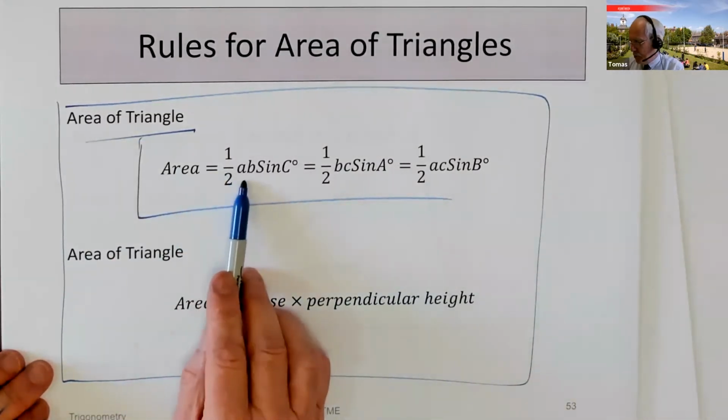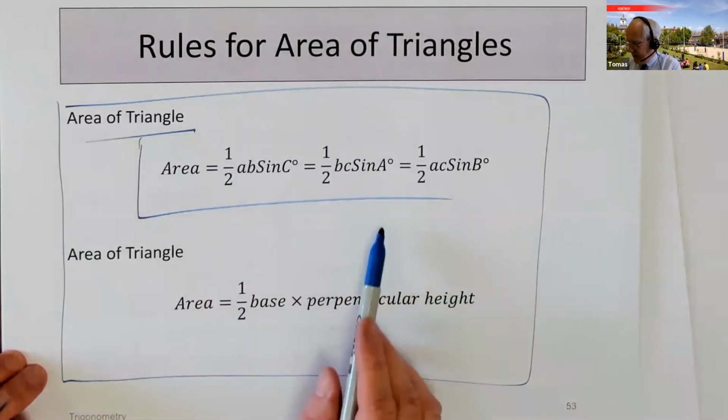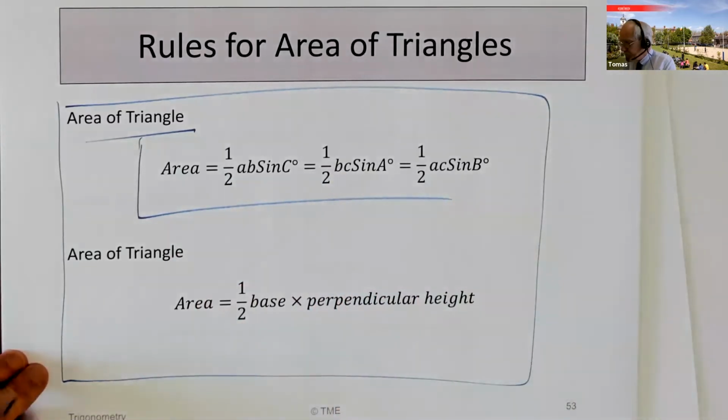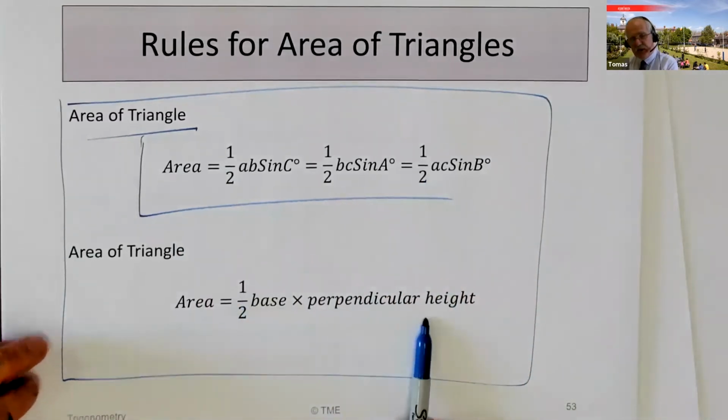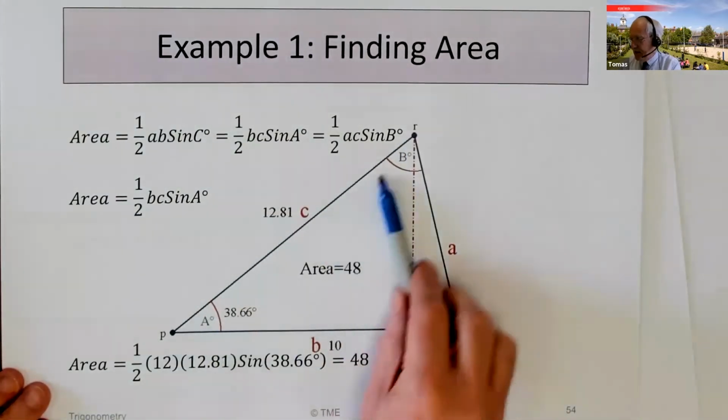But the area is 1 over 2 AB sine C, 1 over 2 BC sine A, or 1 over 2 AC sine B. Or the area is half the base by the perpendicular height. So let's look at that for an equation here. Here's a triangle.